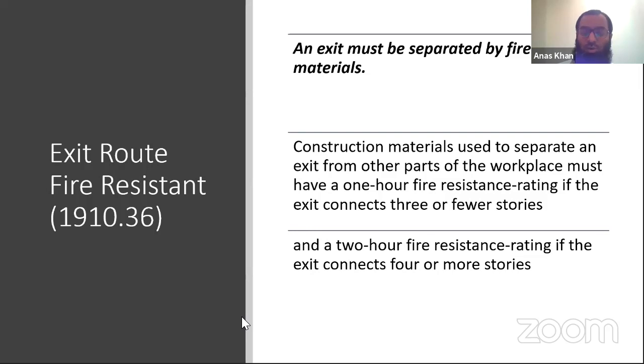Then we discussed fire resistance capability. If your building has up to 3 floors, then one hour of fire resistance is enough. But if your building has four or more floors, then we need a minimum of 2 hours of fire resistance. When we discuss emergency exits, we should always be very practical.